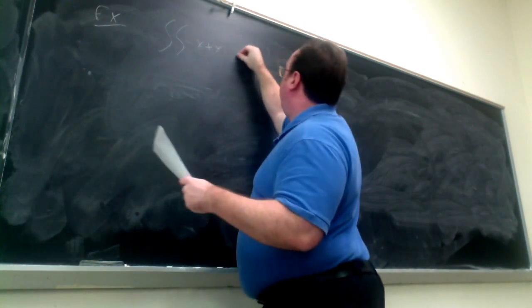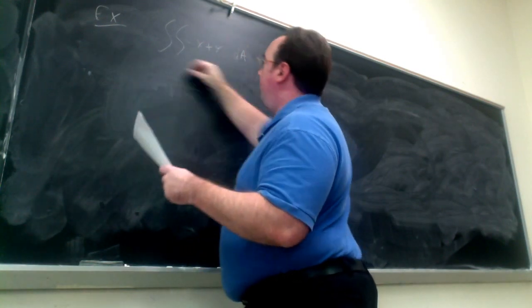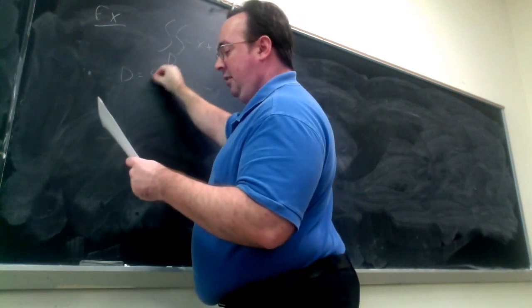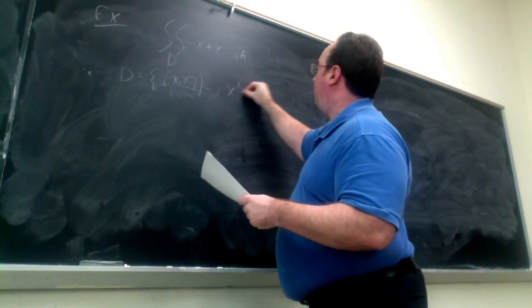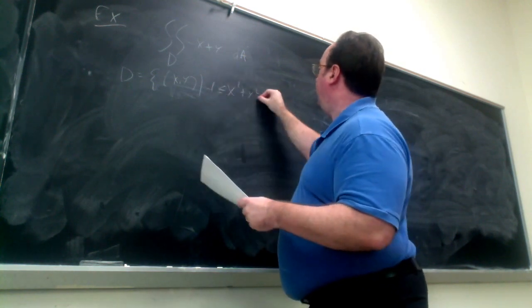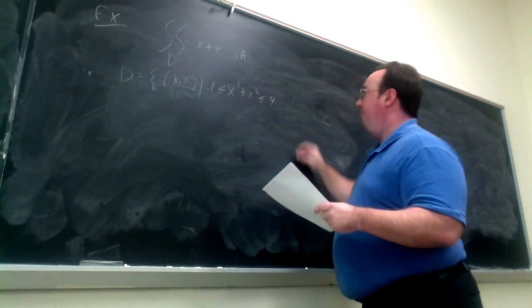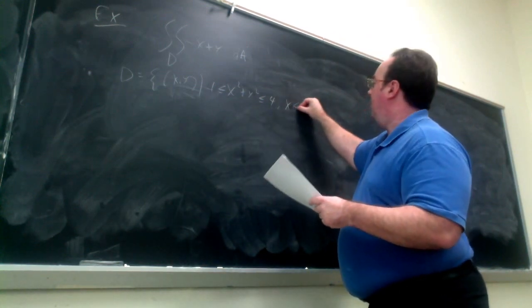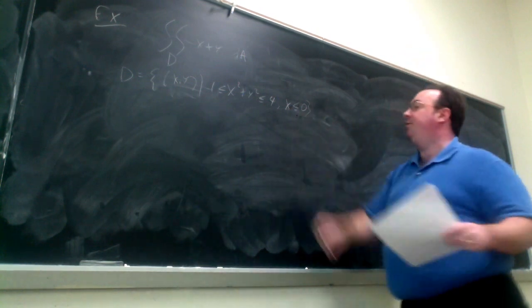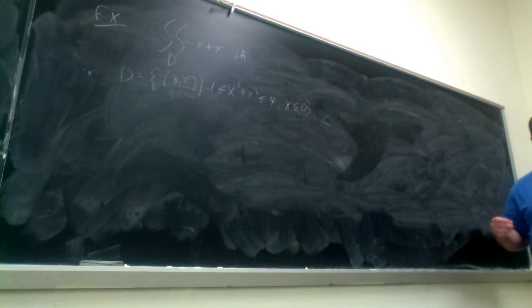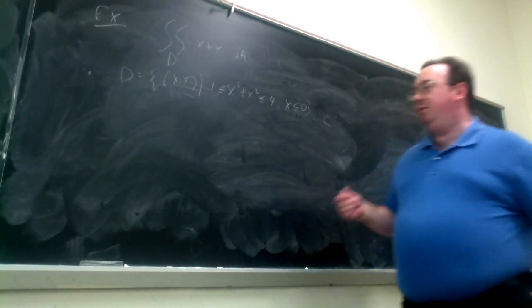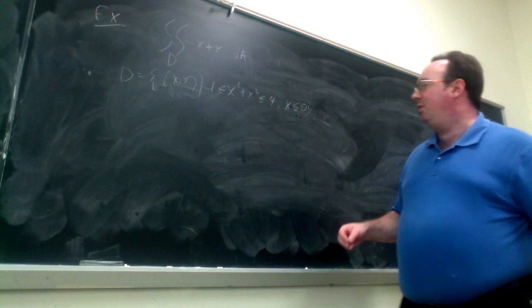Your integrand is x plus y, and the region D is the set of all xy such that x squared plus y squared is greater than or equal to 1, less than or equal to 4, and x is less than or equal to 0. Now, when you see that x squared plus y squared, that suggests that we're dealing with a domain that is circular in nature, which is one of the situations where you most likely want to switch to polar coordinates.